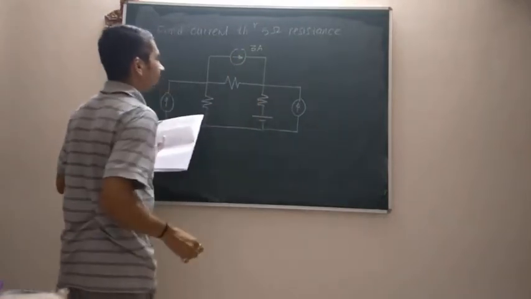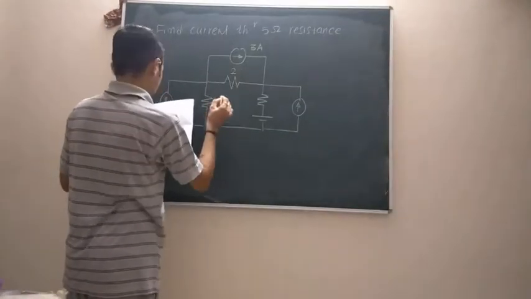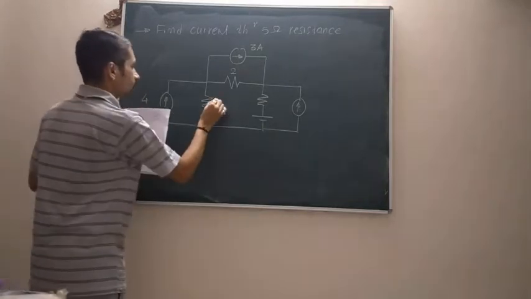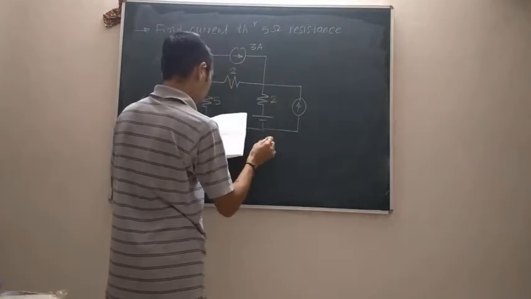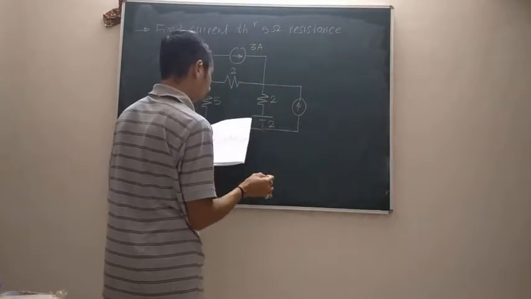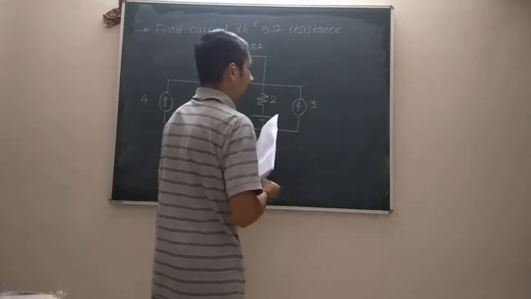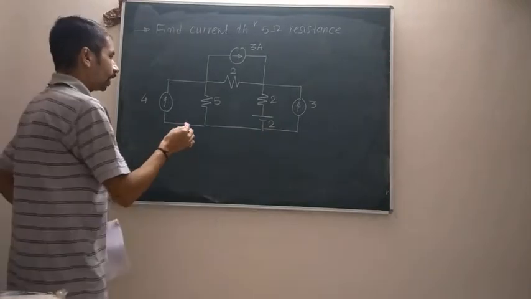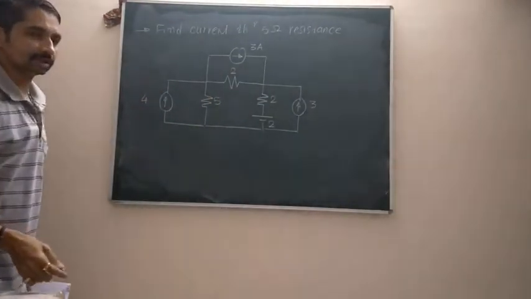So this is an independent current source of 3 ampere. This is a 2 ohm resistor. This is a 4 ampere current source, a 5 ohm resistor, and a 2 ohm resistor. Then there is a 2 volt independent voltage source, and an independent current source of 3 amperes on the right. I want to determine the current flowing through this particular resistance.